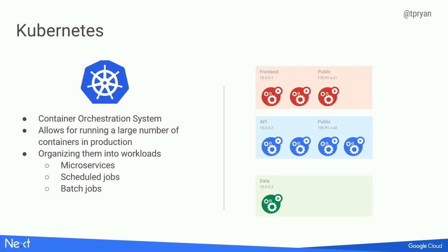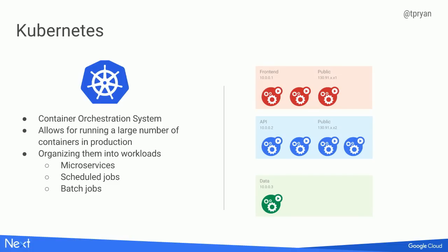And this allows you to organize your containers into what we call workloads. Now, a workload could be a microservice, which is a lot of what containers have been known for, but it could also be things like scheduled jobs or batch jobs, anything where you need to spin up large amounts or small amounts of the same process over and over again. Containers and Kubernetes could be a good solution for you.